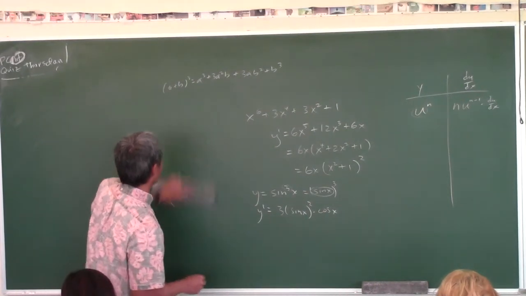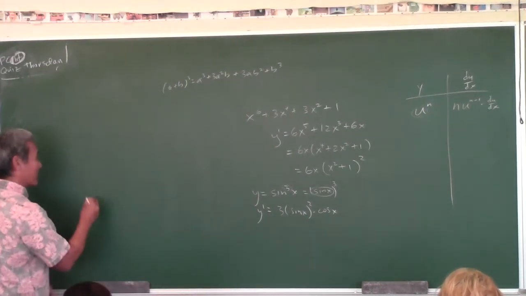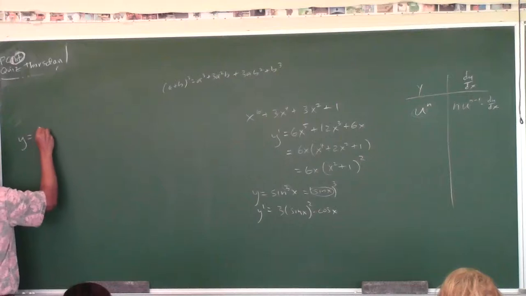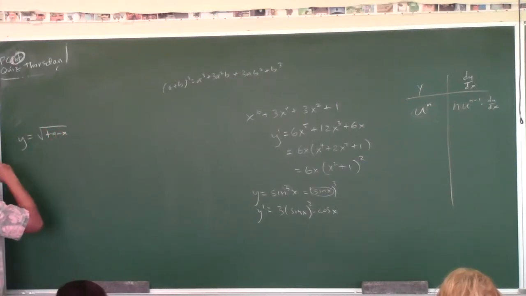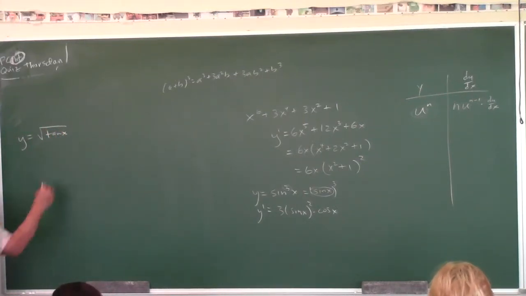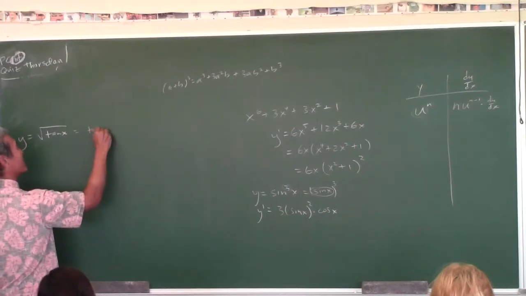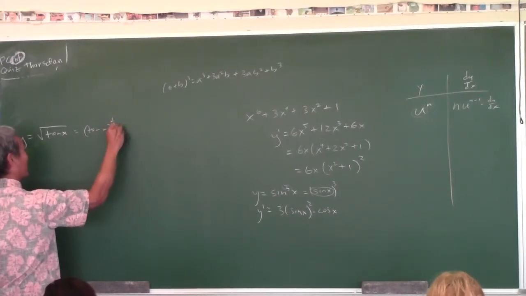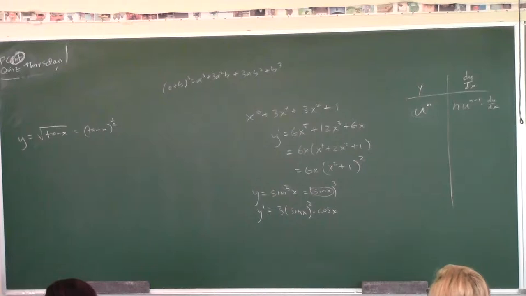Yeah, I just erased this. Okay, let's look at another one. y equals the square root of tangent x. Now, isn't that the same thing as tangent x to the 1/2 power? Yes, so box to the 1/2.